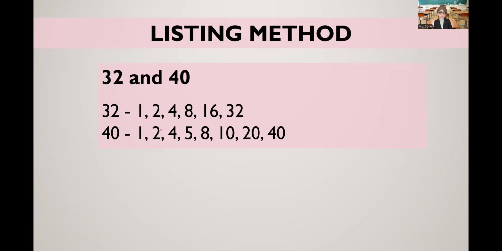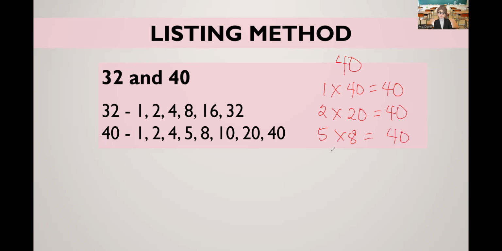Now, how did we get the factors of 40? Because if we multiply 1 times 40, that is equal to 40. If we multiply 2 times 20, that is equal to 40. If we multiply 5 times 8, that is equal to 40.